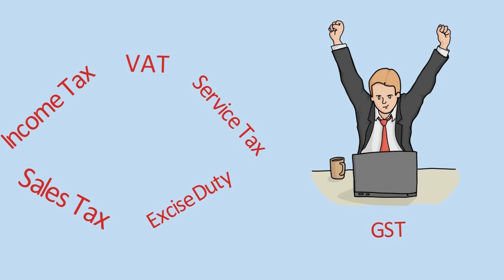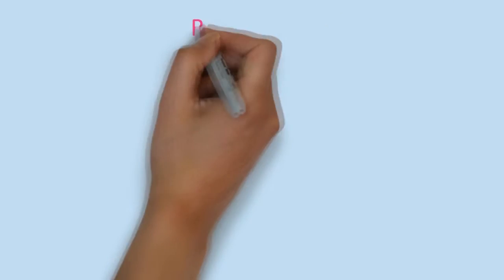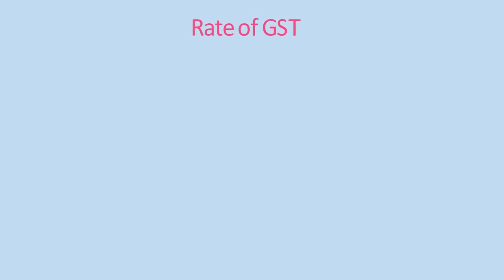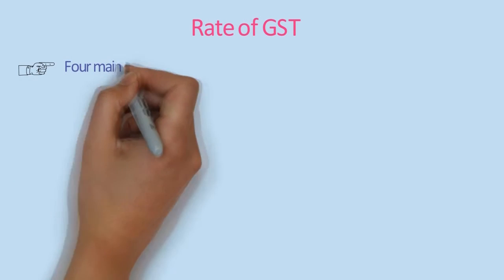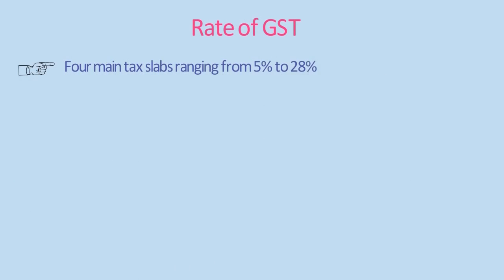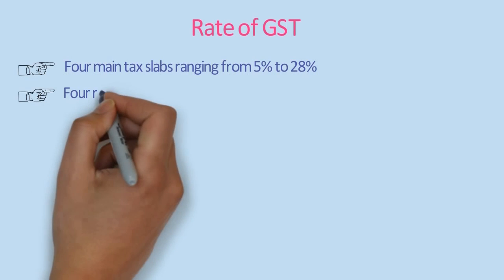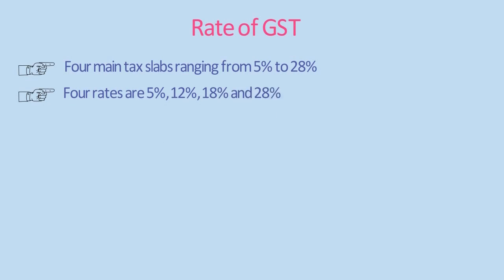Now let's come to the most important part of GST, which is the rate of GST. Government has recently announced the rates of the new GST regime. There will be 4 main tax slabs ranging from 5% to 28% under goods and services tax. These 4 rates are 5%, 12%, 18% and 28%.